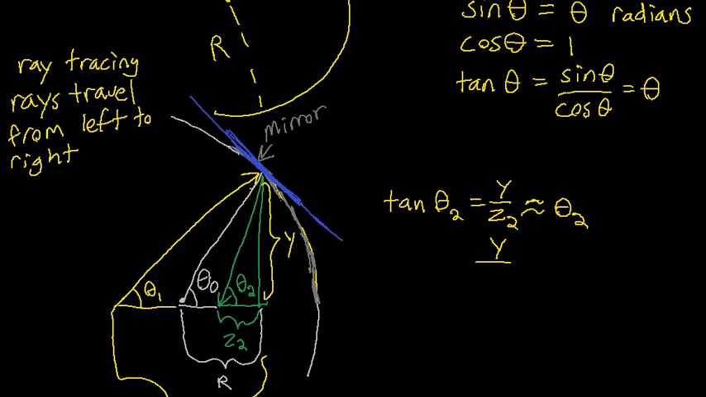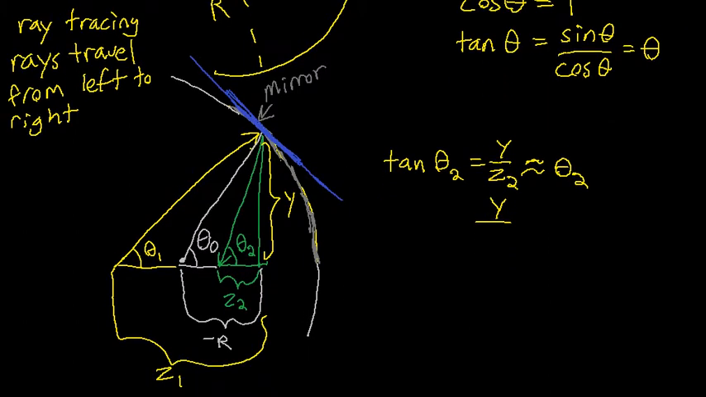And likewise, we can say that y over R is actually negative because the rays are normally propagating from left to right, and this R is actually propagating right to left. It's just a sign convention. It doesn't actually change anything, but it's important to write it this way so that you are in sync with all of the textbooks on this subject. You would get a minus sign difference, and here it's just y over z1 is theta 1.